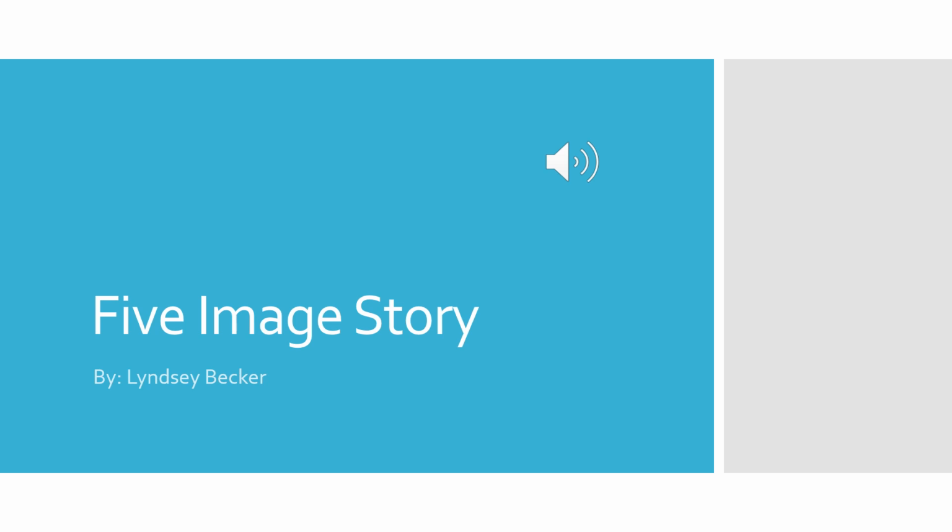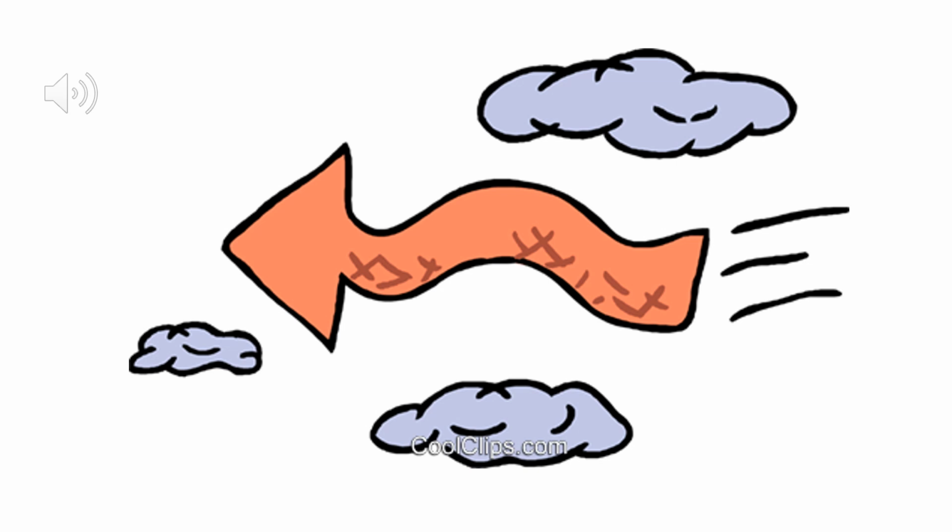So today we're going to talk about a 5-image story, and I'm going to talk about 5 different pictures within meteorology. So in the first picture we're going to talk about the direction of the wind.